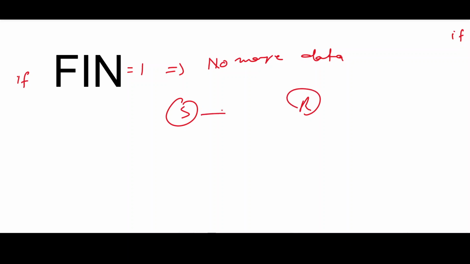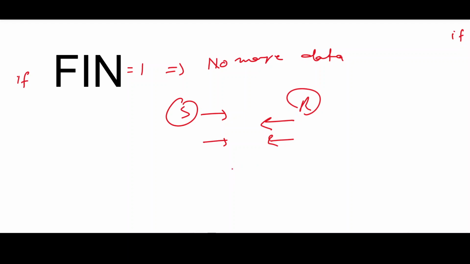Look at this point here, FIN. If FIN is set to 1, what will happen? That means no more data. It is used to terminate the connection. After the three-way handshake we exchange the data. Then if we want to terminate the connection, we use the FIN flag. Both sender and receiver send the FIN flag set to 1. Then after acknowledgement, they will terminate the connection.